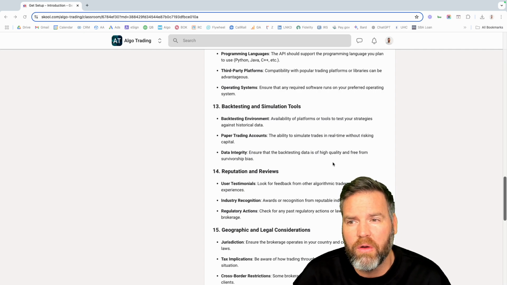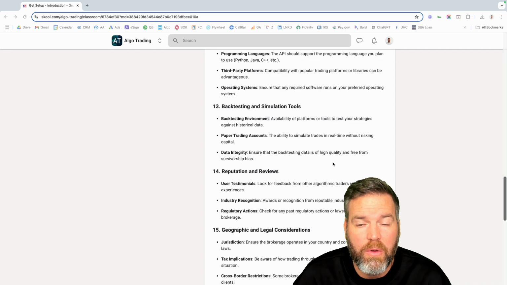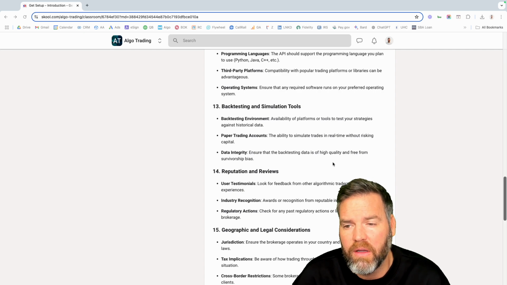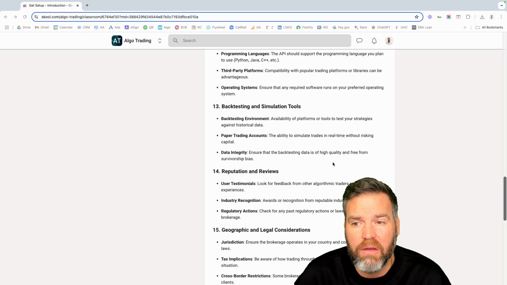So using a brokerage that utilizes live data in those is optimal. But just be aware of those backtesting and simulation tools that your broker offers. A lot of these are built into the software. And in some cases, I will create a backtesting environment in straight Python, and that's an option as well.